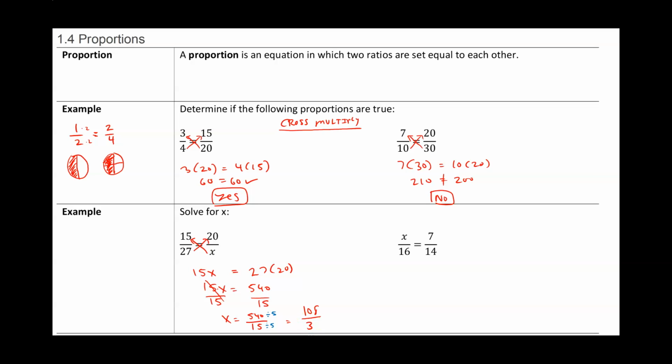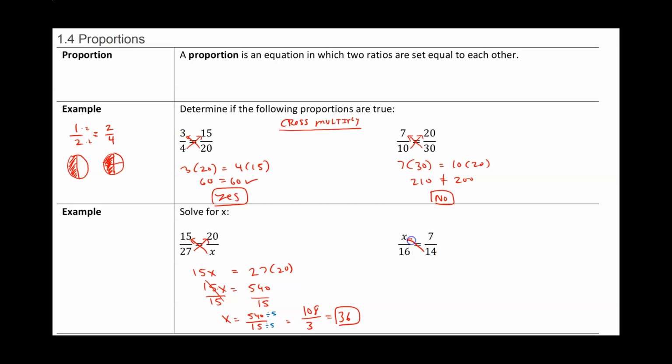Now we're not quite done though, because we have to figure out, can 3 go into 108? And in fact, it can. If you take 108 divided by 3, it is 36, which is your answer for x. So if you had taken 540 divided by 15, you would have still gotten 36 as the answer.